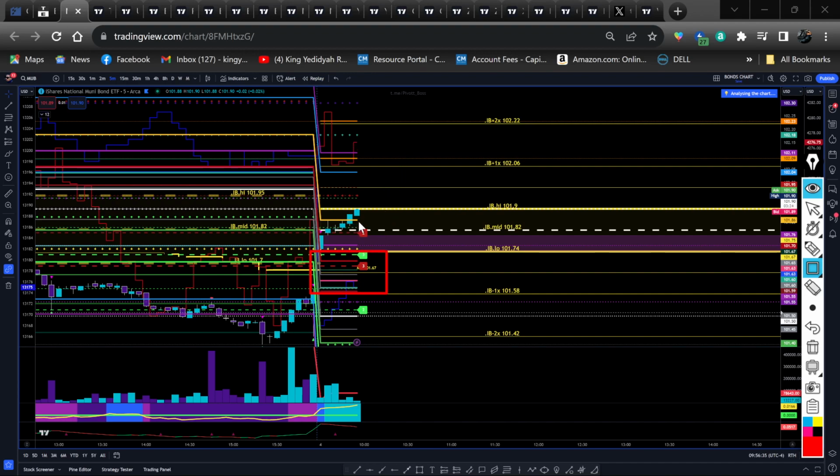We already broke Camarilla R4. Right, so that yellow line right there is Camarilla R4. This one is R5, so we're probably heading up to R5.